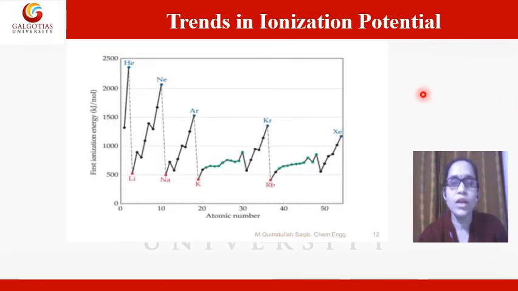So this is the trend of ionization potential. When we move across a period, generally it increases. From hydrogen to helium it increases, from lithium to neon it increases, but it is not a regular increase. In between, from beryllium to boron it decreases, then it again increases up to nitrogen, and for oxygen, instead of increasing, it decreases.